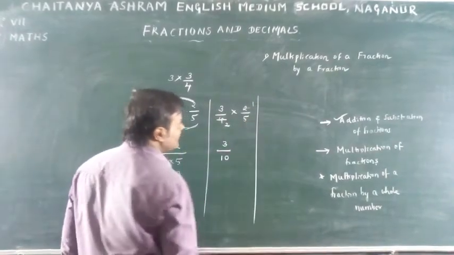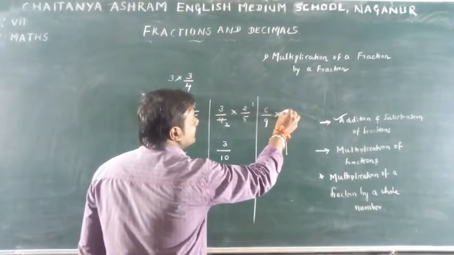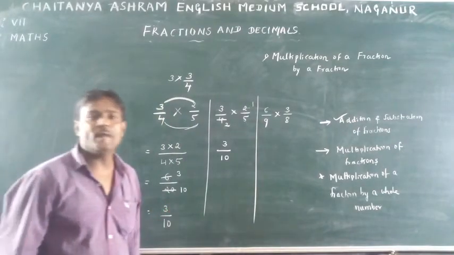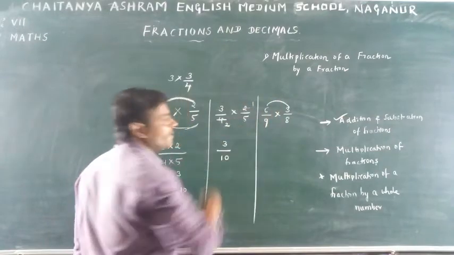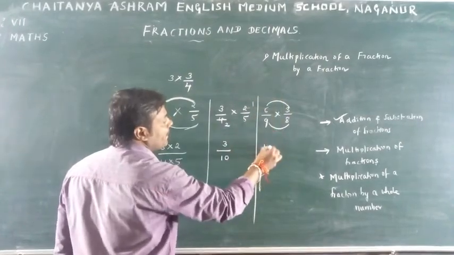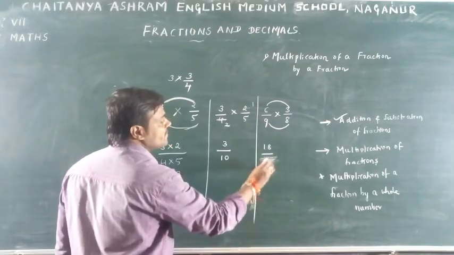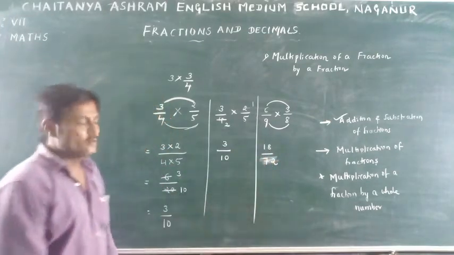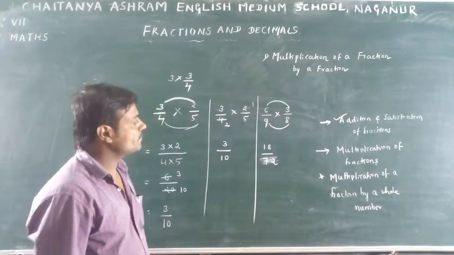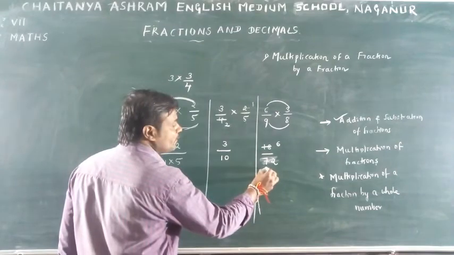Then take another example. 6 by 9 into 3 by 8. Yes, what is the product? We can do it in two ways. That is, first multiply numerator to numerator, then denominator to denominator. 6 into 3 is 18, 9 into 8 is 72. Both 18 and 72 have a common factor. Both are divisible by 3. 3 sixes are 18.